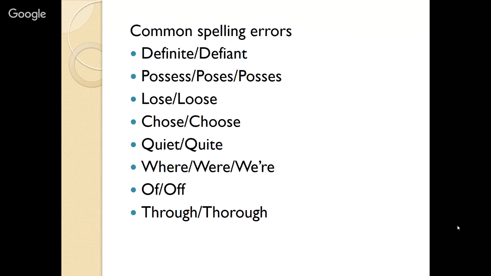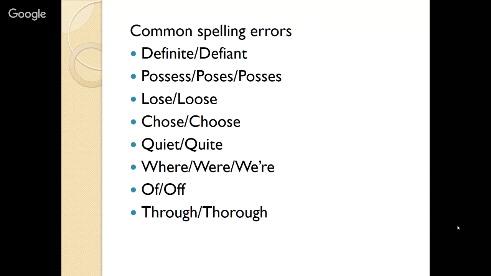Possess, poses, and posses. People get into trouble when dealing with double letters. So possess, for example, versus poses. Often I've seen people write posses or poses when they mean to write possess. So double letters confuse people. That's why it's so common for people to use loose when they mean lose. They put an extra O in there. Chose and choose, less of a problem, although sometimes you do still see that.